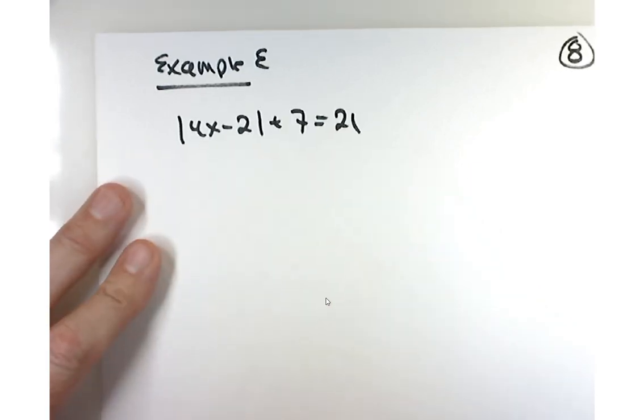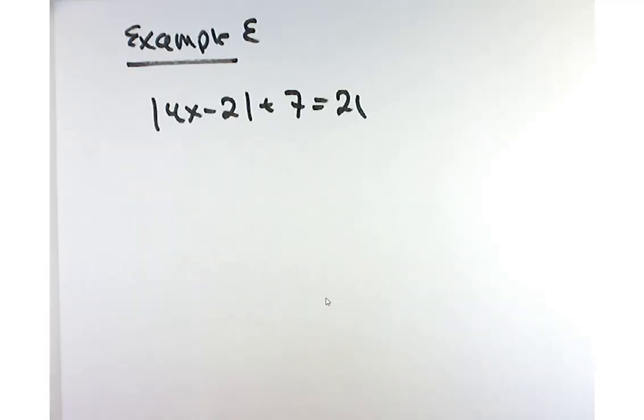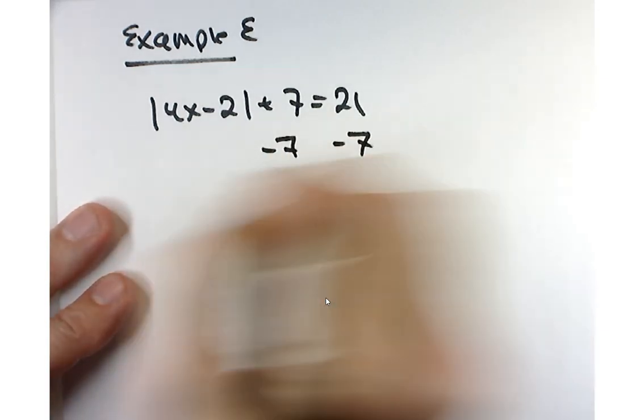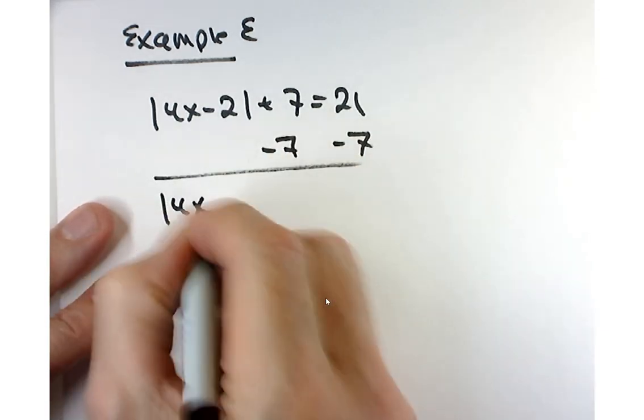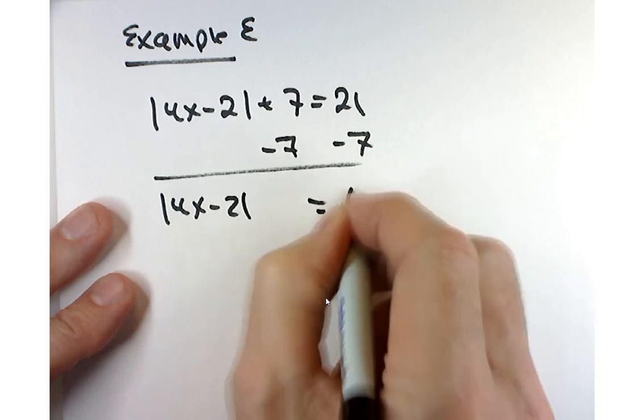What do I have to do to isolate that? Does anyone want to guess? Subtract 7? Yeah, subtract 7. Subtract 7 from both sides. The absolute value of 4x minus 2 equals 14.